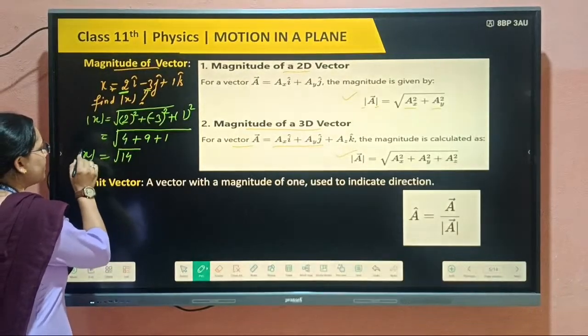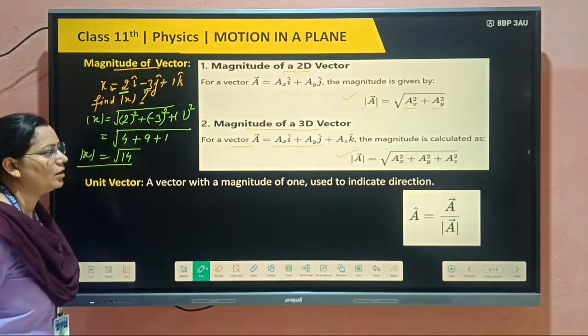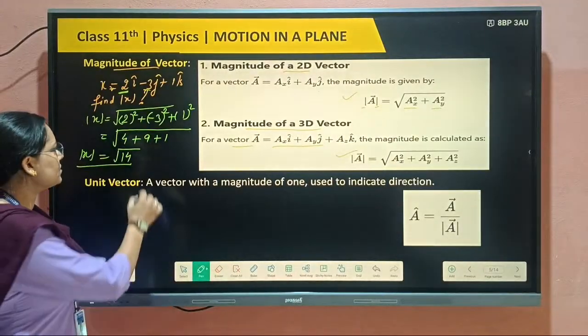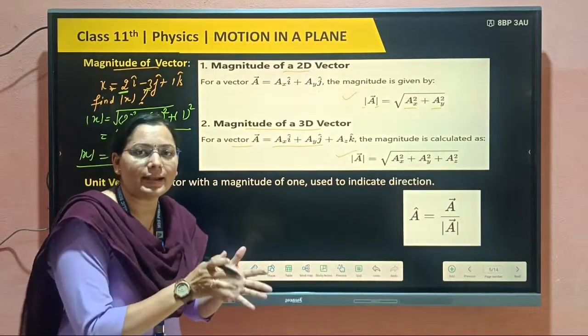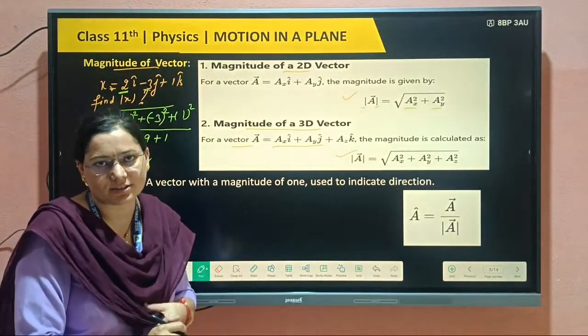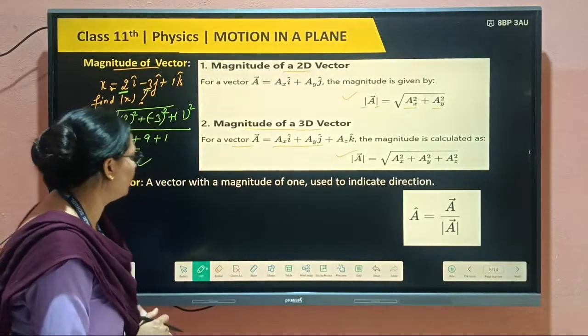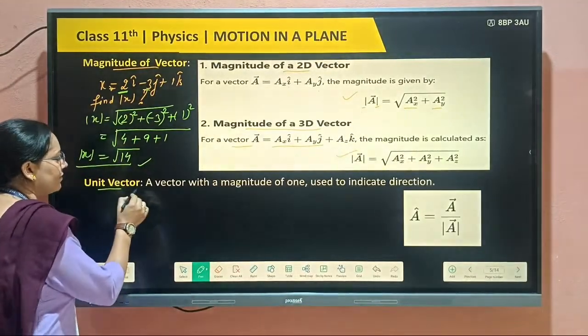Then this is the magnitude of this vector. Like this, we can find the magnitude of any vector. Magnitude means the mathematical quantity, the net value, of any vector.